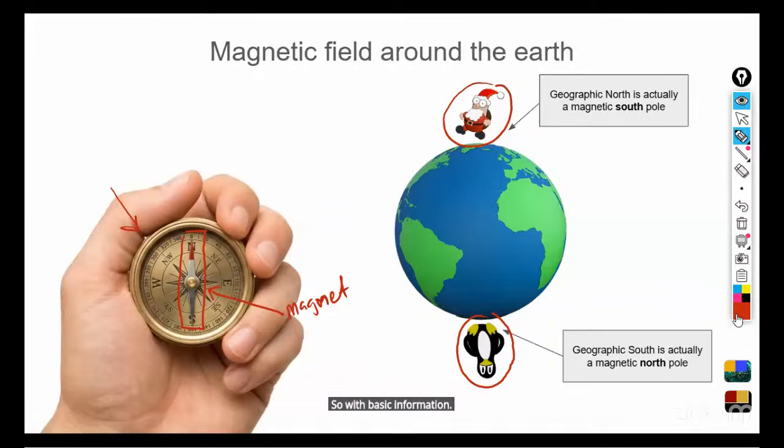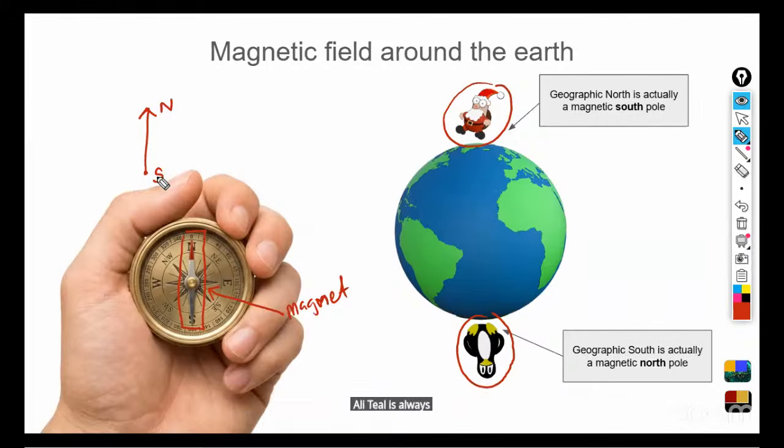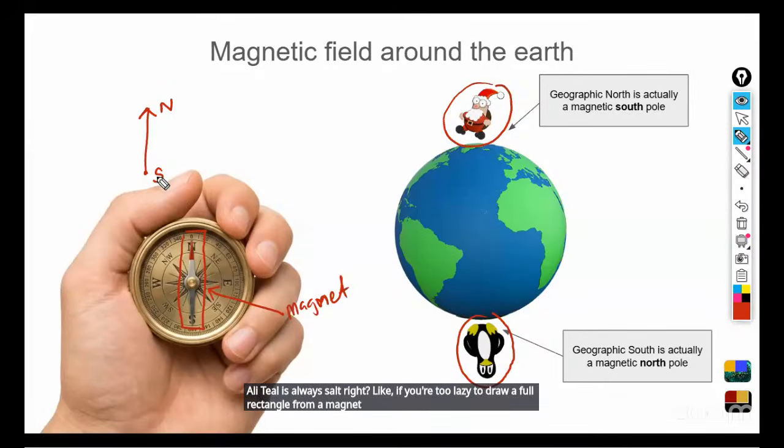When you use a compass, I'm going to draw back this needle. I'm just going to draw an arrow. In magnets, anytime you draw an arrow to represent a magnet, the arrowhead is always north and the tail is always south. If you're too lazy to draw a full rectangle for a magnet and you just want to draw an arrow to represent the magnet, the arrowhead, once again, represents the north, and the end of the tail represents the south.